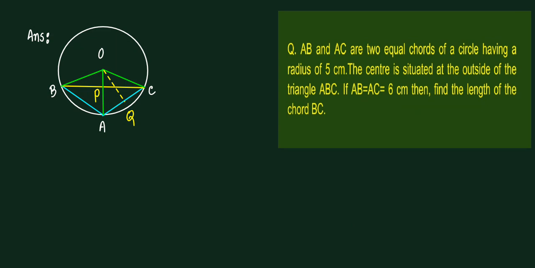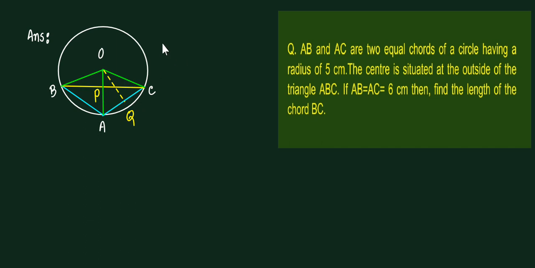Here we have one numerical from geometry of class 10. AB and AC are two equal chords. You can see in the diagram. AB and AC are two equal chords of a circle having a radius of 5 centimeter. The center O is situated outside of the triangle ABC. If AB equal to AC equal to 6 centimeter, find the length of the chord BC. You have to find the length of this chord BC.